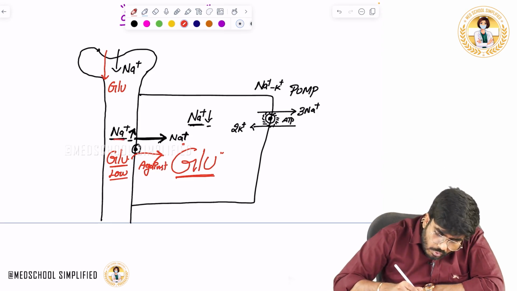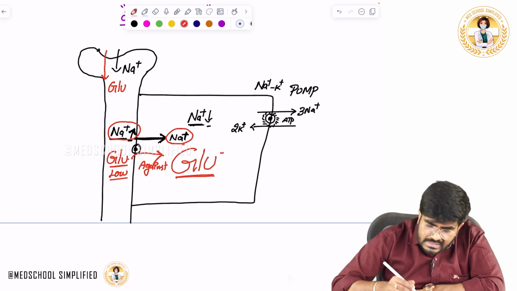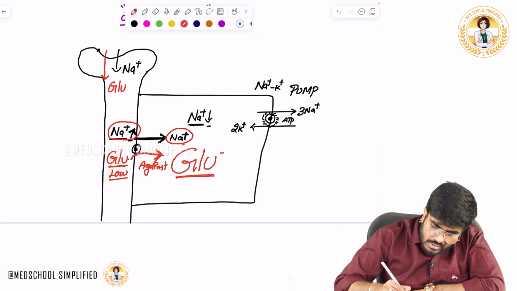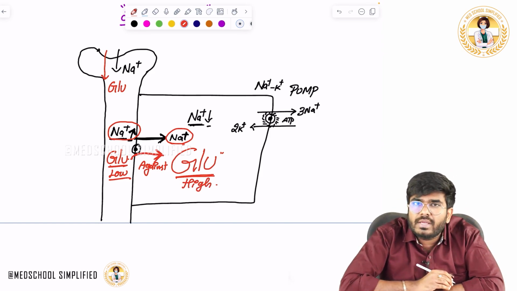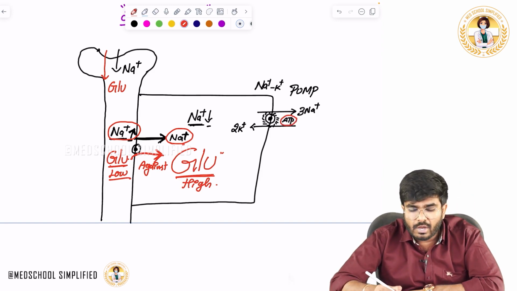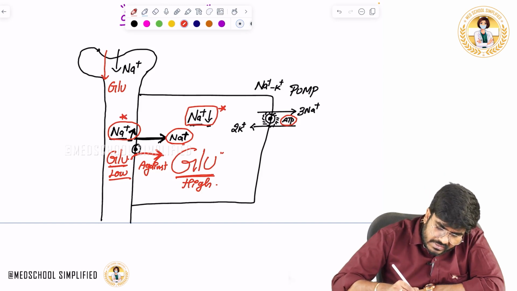As the sodium is moving from high concentration to low concentration, it releases energy. By using that energy, the glucose is moving from low concentration to high concentration. But at the end of the day, see here, ATP is involved. Because of the sodium potassium pump, the intracellular sodium levels are kept low. As the intracellular sodium levels are low, sodium is coming into the cell. As the sodium is moving from the lumen into the cell, it drags the glucose into the cell.